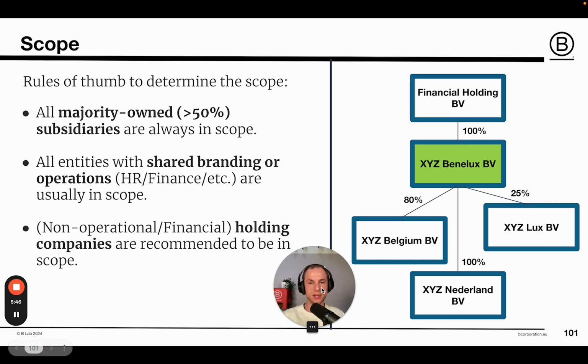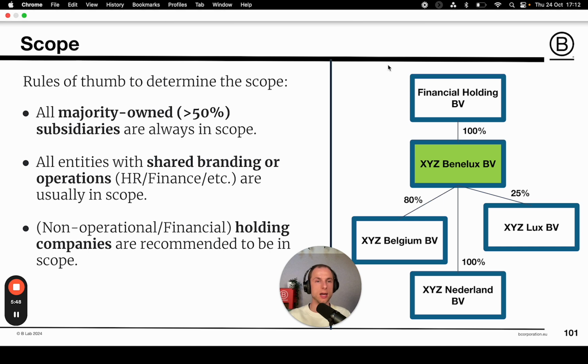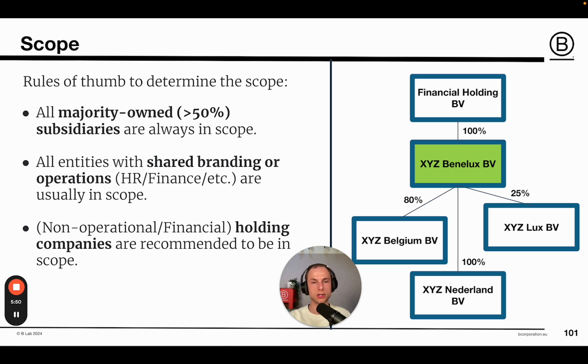Finally, but definitely not least importantly, non-operational or financial holding companies are recommended, or rather to be requested to be in scope always as well, especially if they serve no other purpose than to hold the shares in the operational companies below them. So be aware of that B-Lab requires financial, non-operational holding companies to be in scope as well.